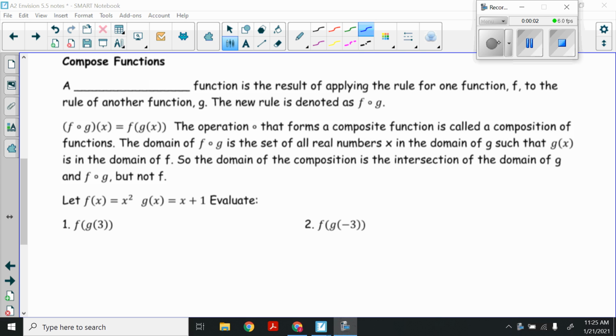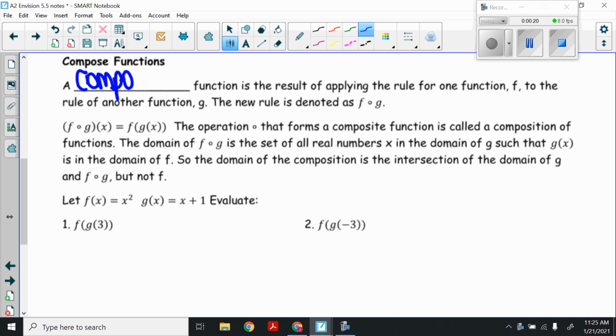Today in Algebra 2, we're going to finish up section 5.5. So in the notes, we're skipping ahead to where it says compose functions. This is where we left off yesterday. So we're going to talk about composite functions. So this should say a composite function.